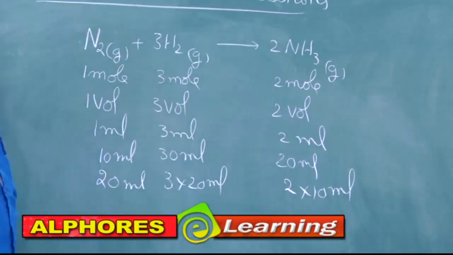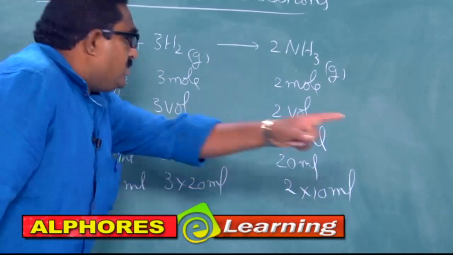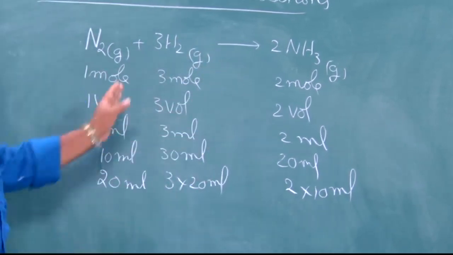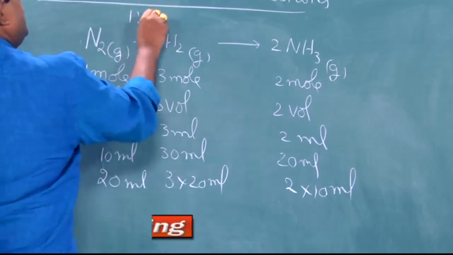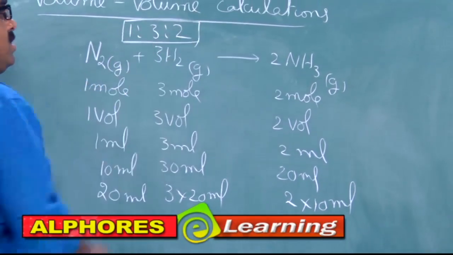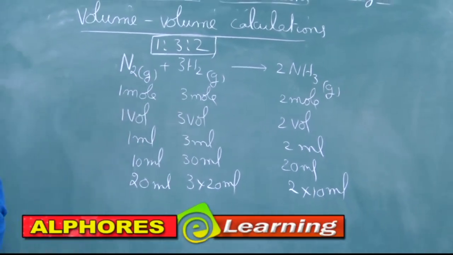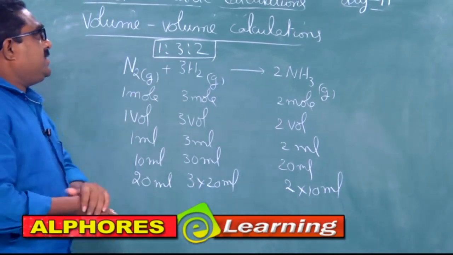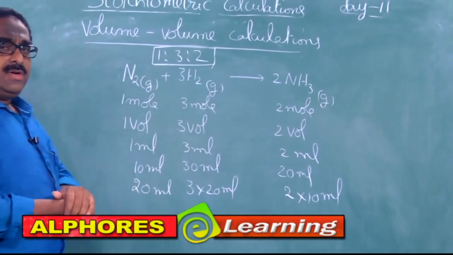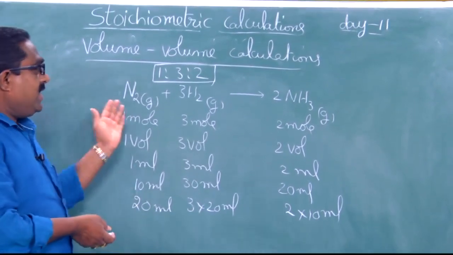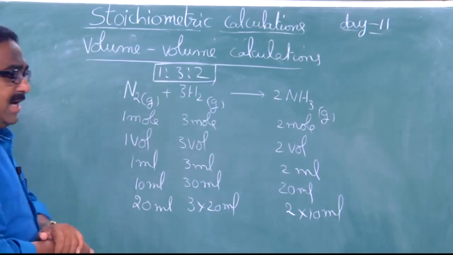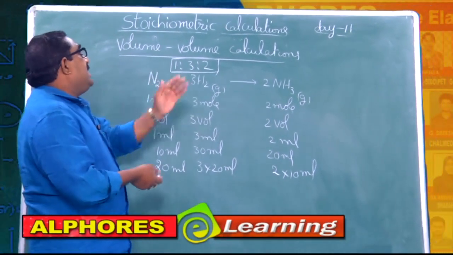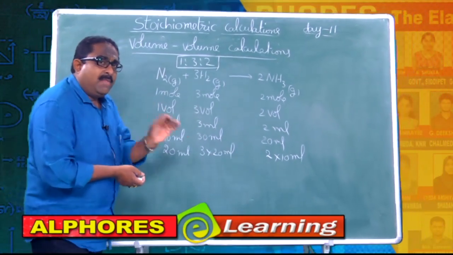So one is not supposed to disturb the stoichiometric ratio or mole ratio. That ratio is nothing but 1:3:2 for this particular chemical reaction. Okay. So this is the mole ratio. So the volume ratio also is not supposed to be disturbed. So in this way we can calculate volume relationships if the equation involves a minimum of 2 gases.